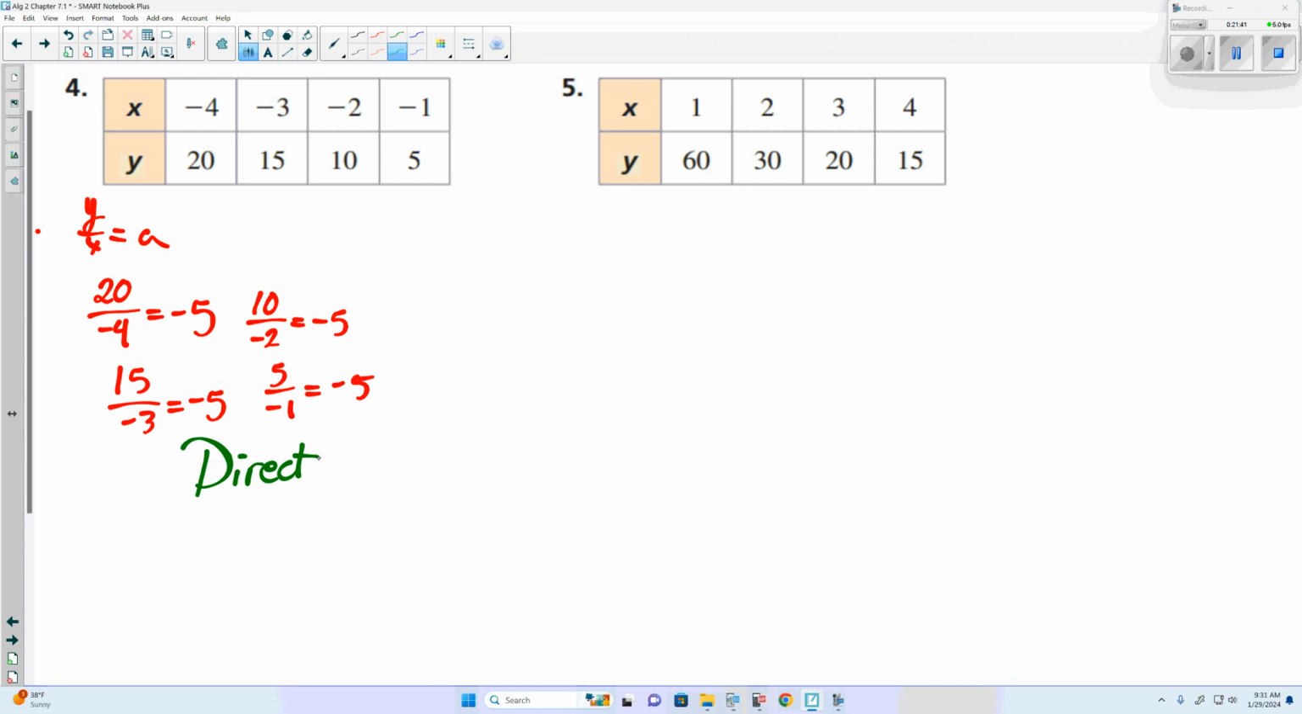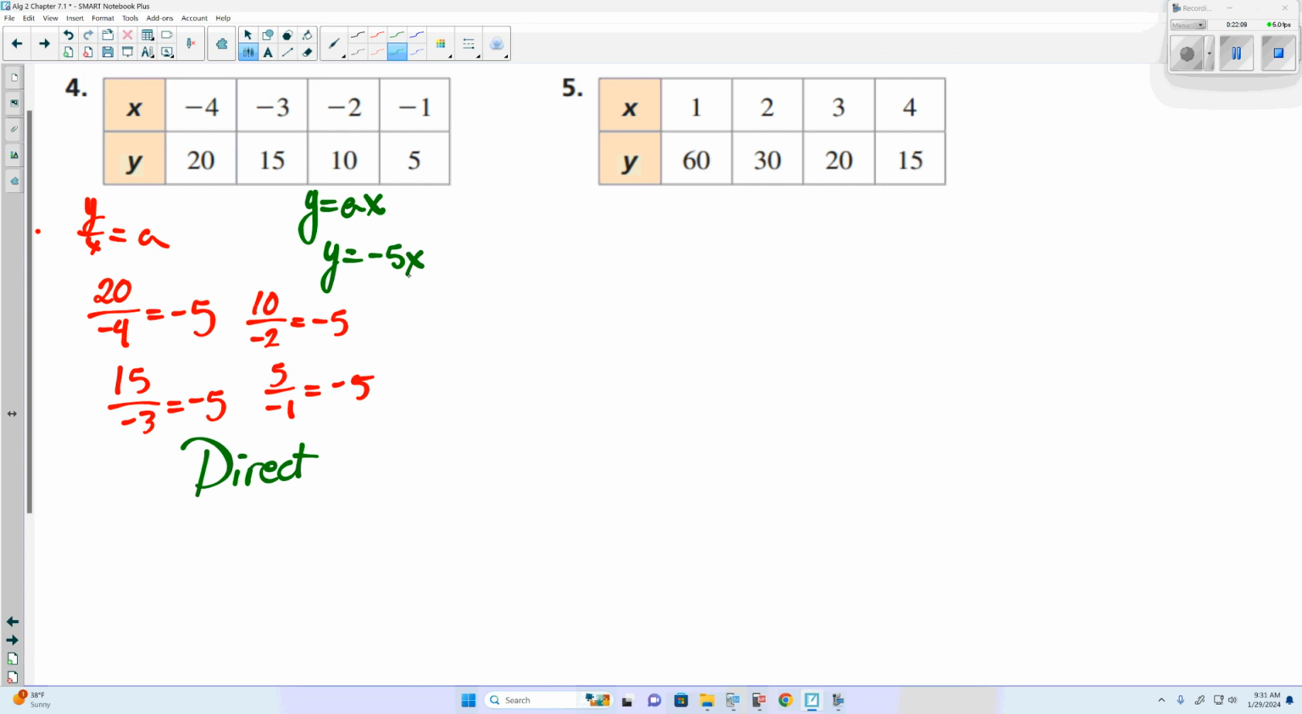so it is direct. Now the formula for direct is y is equal to a times x, yes? So here, if we filled that value in, the equation would look like y equals negative 5x. And for the most part, especially for these here, it's not asking for that. It's just asking us, is it direct, is it inverse? Questions on number 4?